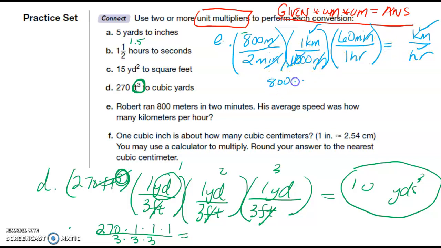So my numbers turn out 800 times 1 times 60 over 2 times 1,000 times 1. Let's see what we get. 800 divided by, I got 24.